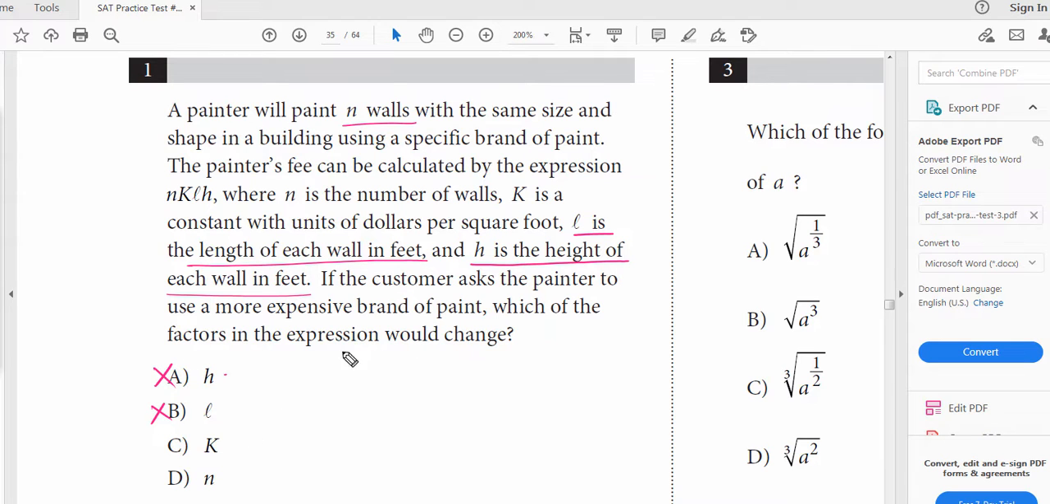Let's see K. It says K is a constant with the units of dollars per square foot. So when the customer wants to use more expensive paint, then the value of K will increase, because K is basically the units of dollars per square foot. So the units of dollar will increase. So K will be our option. Now let's see the fourth option, that is N. N is the number of walls. So the number of walls is also constant, so it will not change. So our correct option will be K.